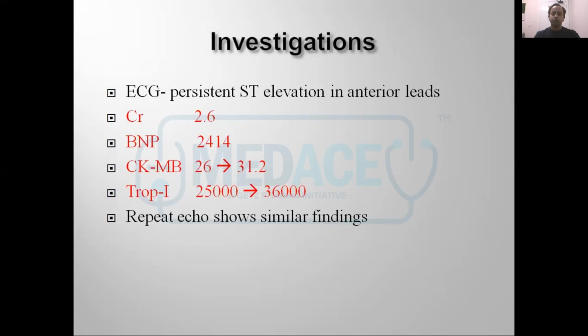So the ECG was pretty much similar to the previous visit. His creatinine had jumped up. The BNP was significantly elevated. He had elevation in his CKMB, previously it was 26, now it was 31. Troponin had jumped from 25,000 to 36,000. So it was clear that this is a new event. And the repeat echo showed similar hypokinetic walls.